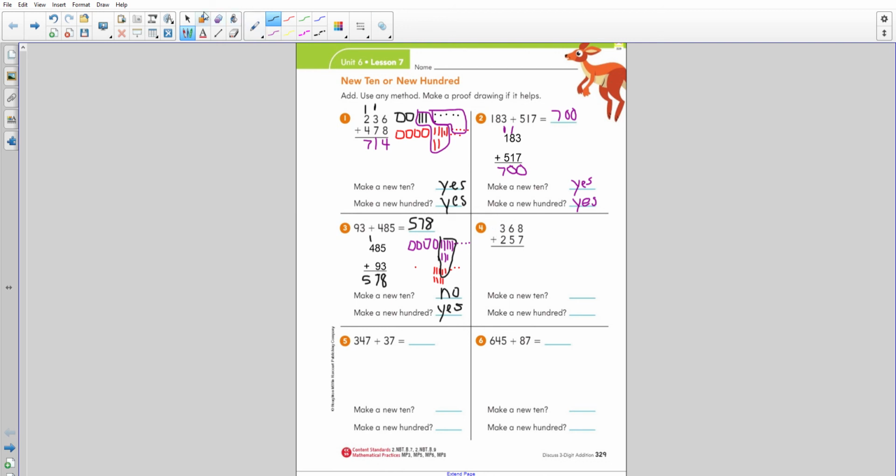578. Remember, boys and girls, you aren't always going to have a new 10 and a new 100. Sometimes you'll have one or the other, both, or none at all.